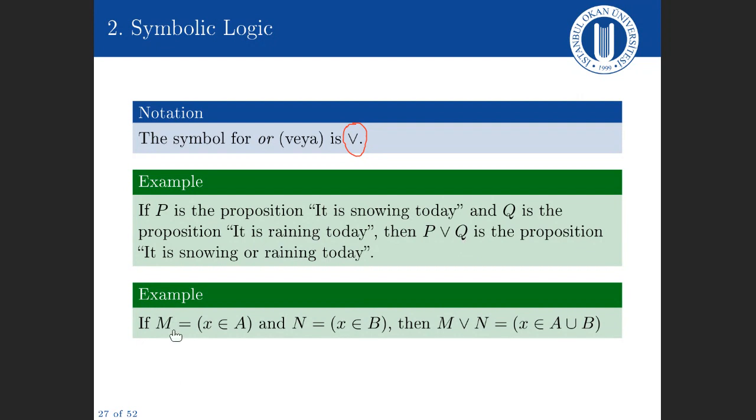Or another example, if M is the proposition X is in the set A, and if N is the proposition X is in the set B, then M or N is the proposition X is in A union B. If you ever forget which notation to use, try to remember this rule. These two symbols are similar, except one is a U and one is a V.